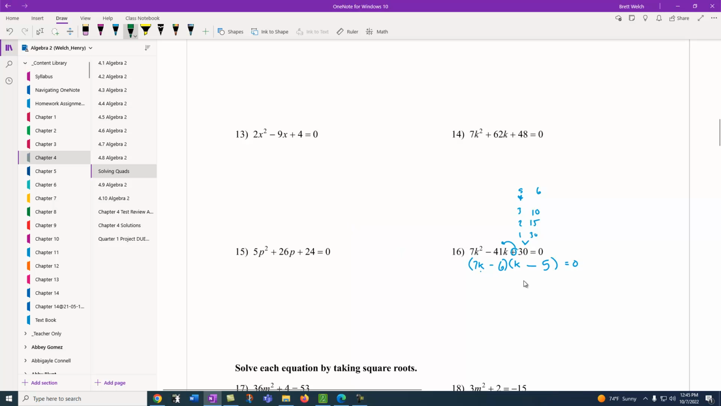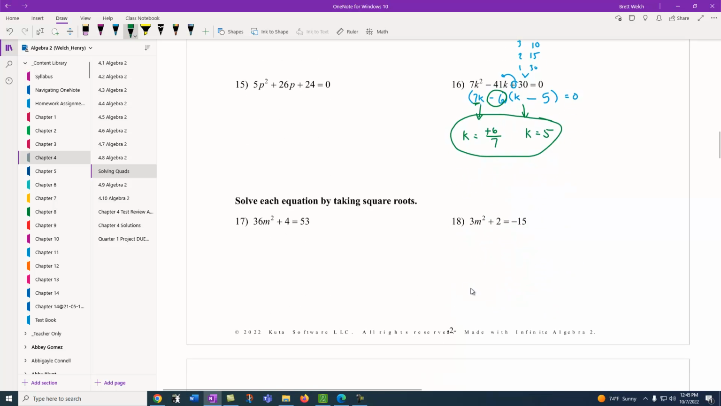Now, what I need to do is figure out what makes this thing equal to 0. Since k minus 5 equals 0, I can assume that k must equal 5. Over here, remember the steps. There's 2 of them. We switch the sign of the thing with x. So instead of being a negative 6, I'm going to say positive 6 over whatever's in front of the k, or the x, which would be 7. So I got 6 over 7 and 5. Those are the first 2 options.